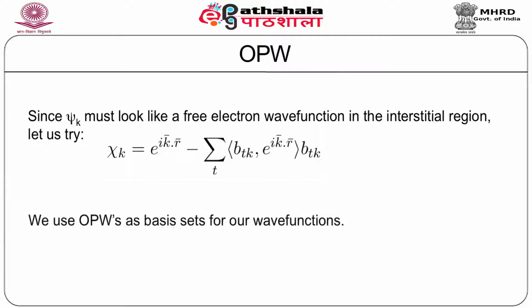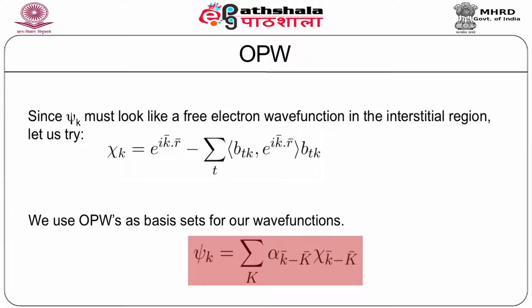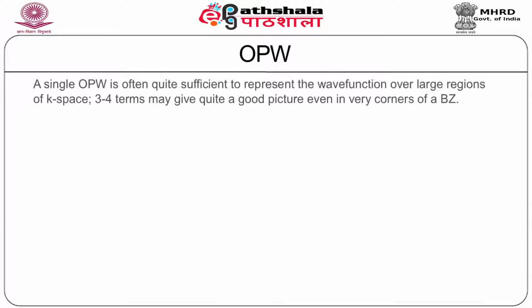We use these OPWs, as is shown here, as a basis set for our wave function as the solution for the Schrödinger equation. So we have this psi k given by a summation over capital K, where capital K is the reciprocal lattice vector, alpha times chi. We use the variational principle to minimize the energy and determine the coefficients alpha.